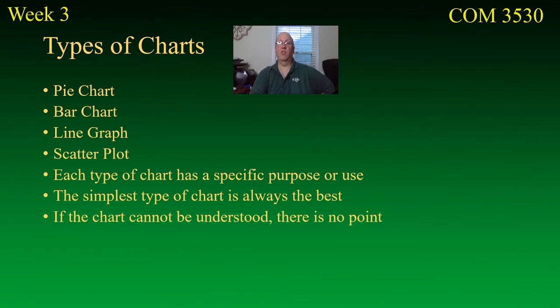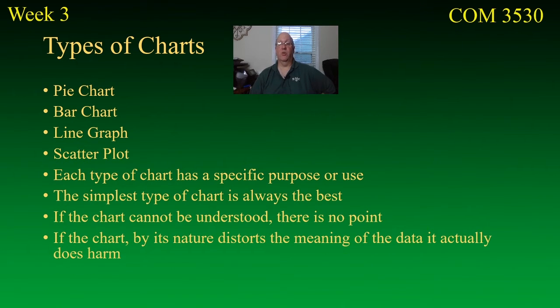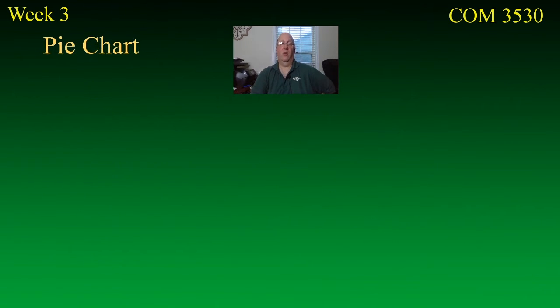And I believe it was General Lee who said, or his idea was, if you wanted to see how easy it was to understand an order, he would find the dumbest person he could and read them the order. And if they could understand it, then he would know that the order was good. So let's say we apply that to this. If you can't understand the chart, your audience isn't going to understand the chart. If the chart by its nature distorts the meaning of the data, it's actually doing harm. If the chart looks like it's saying something that the data doesn't convey, then it's hurting you. It's not helping you.